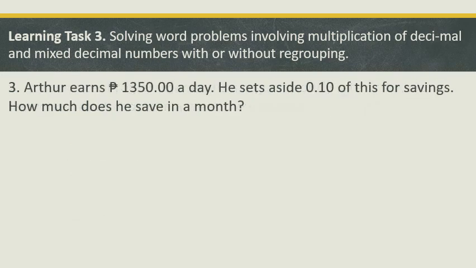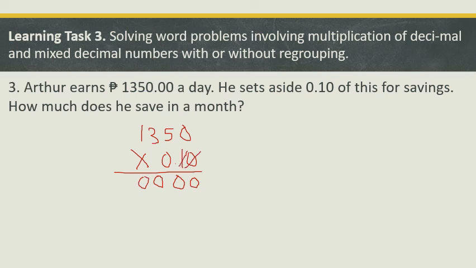Okay, number 3, Arthur earns 1,350 pesos a day. He sets aside 10 hundredths of this for savings. How much does he save in a month? So, 1,350 times 10 hundredths. Okay, so ito ay 4 na 0 kasi 0 yung i-multiply natin. So, tapos na tayo dito.